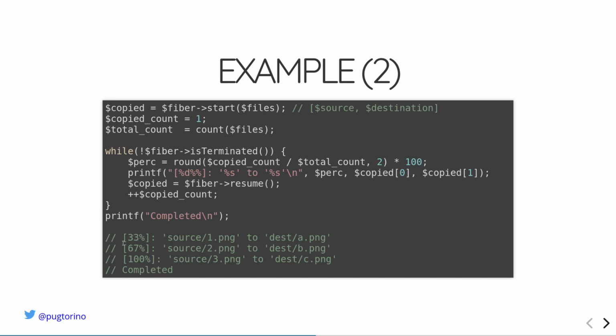Long story short, the output of this script will be 3 lines with the percentage, where it says, okay, look, I have copied the first file to destination A, the second file to destination B, and the last one is the third file to destination C. And after that we print completed. So hopefully this example gives you a better introduction to fibers, and also real use cases to use the fiber.